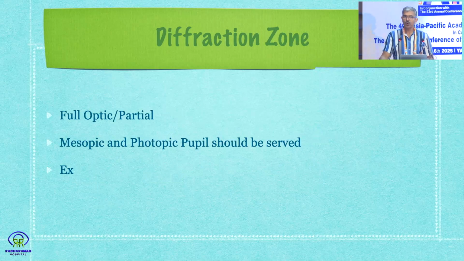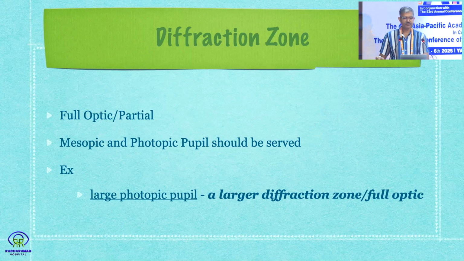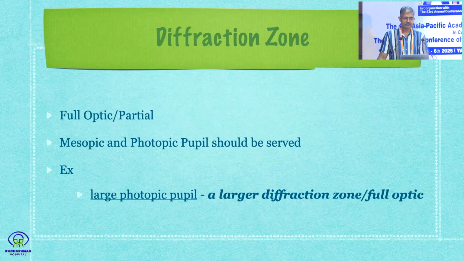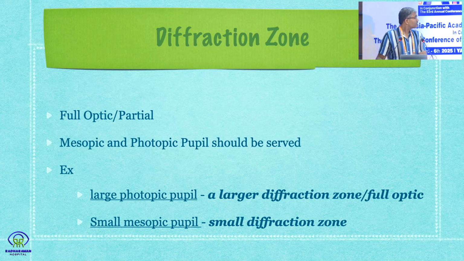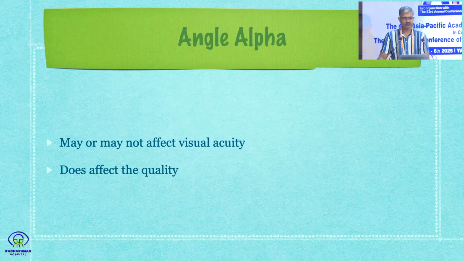Then the diffraction zone, whether it's a full optic diffractive IOL or a partial optic diffractive IOL. So the mesopic and photopic preoperative pupillary size should be considered. For example, if the photopic pupil is large, then the diffraction zone should be large to cover the whole optic area, otherwise the near vision will not be good. So the full optic diffractive actually works well in these situations. Vis-a-vis that, if the mesopic pupil is small, then the diffraction zone should be small, because otherwise it will not.